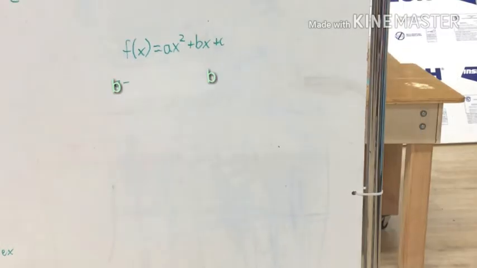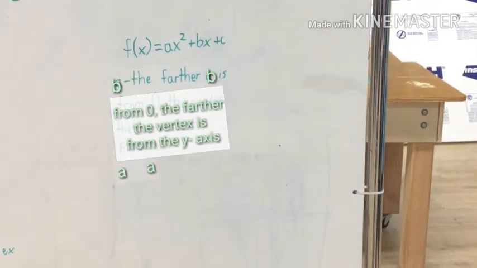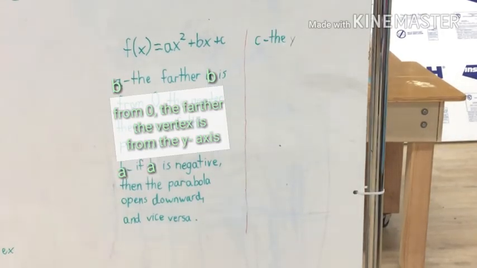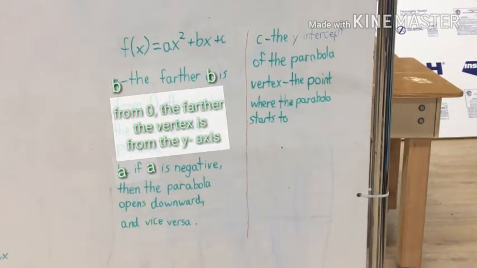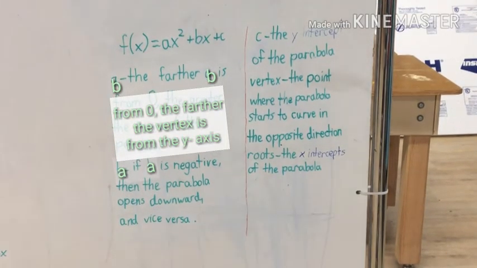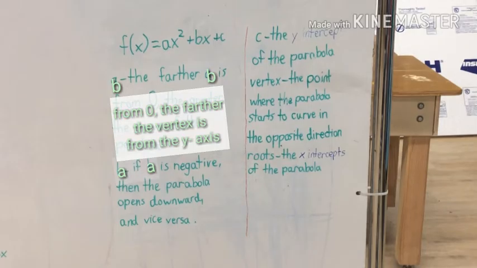For our definitions now: b, the farther b is from 0, the farther the vertex is from the y-axis. A, if a is negative, then the parabola opens downwards, and vice versa. C, the y-intercept of the parabola. Vertex, the point where the parabola starts to curve in the opposite direction. Roots, the x-intercepts of the parabola.